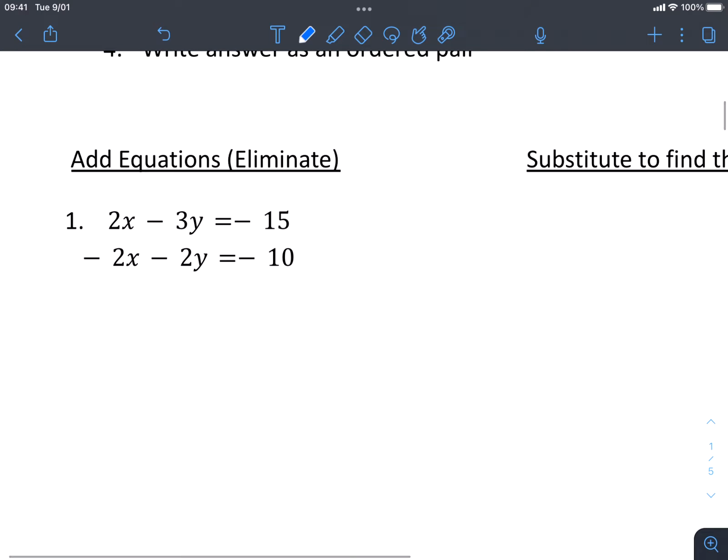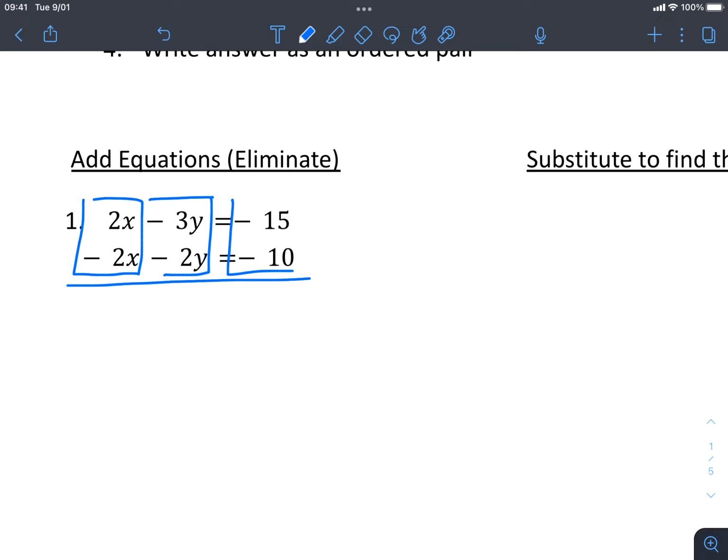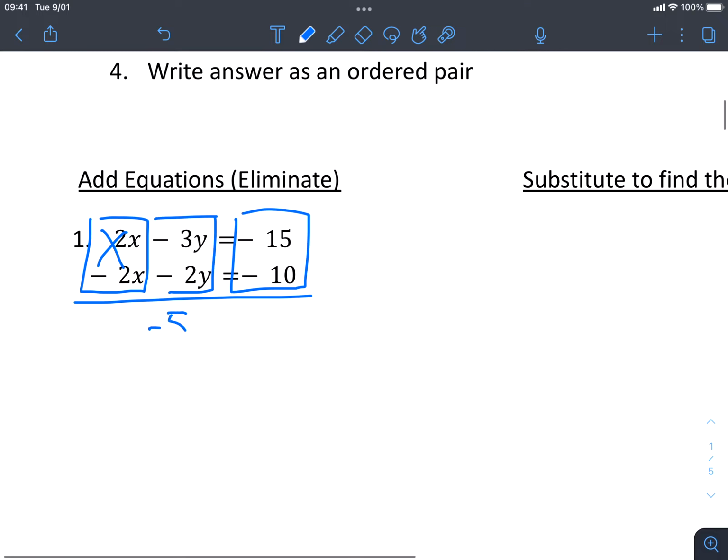In the first one, I have these two equations, and I need to add them together. So I want you to consider, when you add vertically, you're just adding whatever's lined up, right? So if I were to add 2x and negative 2x, that's actually 0, right? Those are opposites of each other, so they cancel out. They go away, which is good. This is what we want. And I have negative 3y and negative 2y, I get negative 5y. And then I leave my equal sign there, and I get negative 15 and negative 10, and that's negative 25.